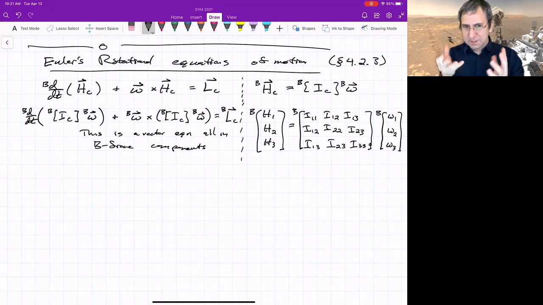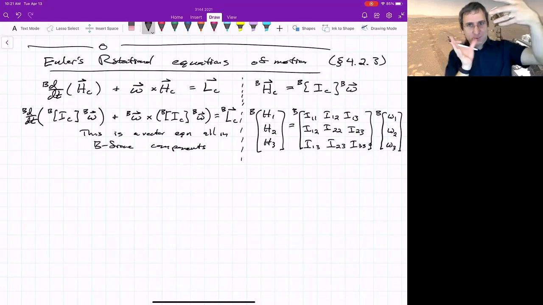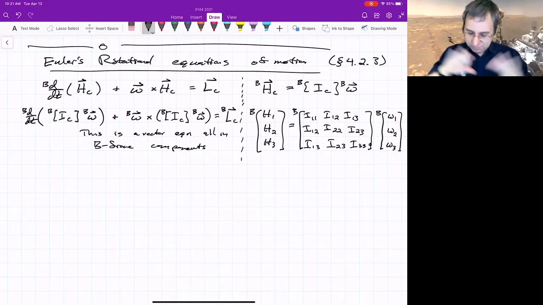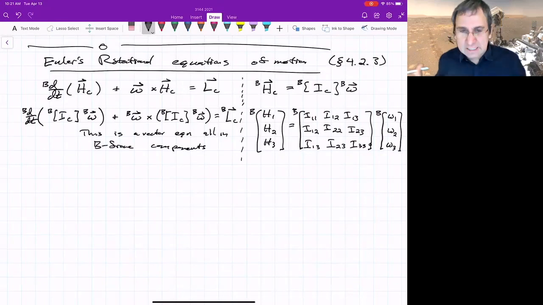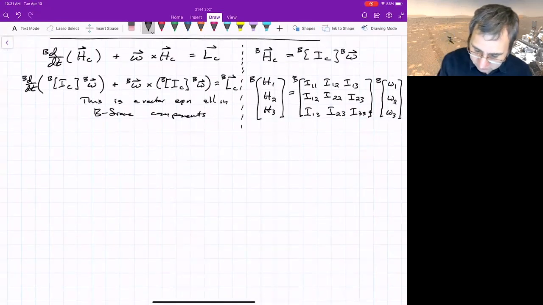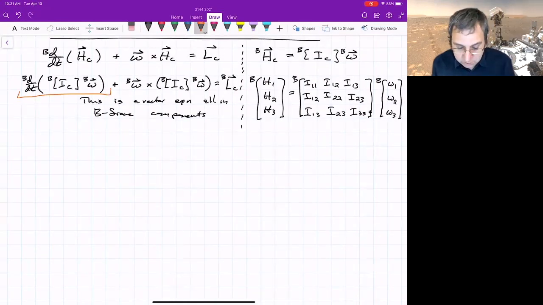This is a vector equation, all in B frame components, whatever that body fixed frame is. And remember, the body fixed frame could be moving around with respect to an inertial frame. And that's what makes this seem kind of crazy, but it's okay. We have a derivative here. Let's deal with the derivative: a derivative of a matrix times a vector. We could use the product rule for that.